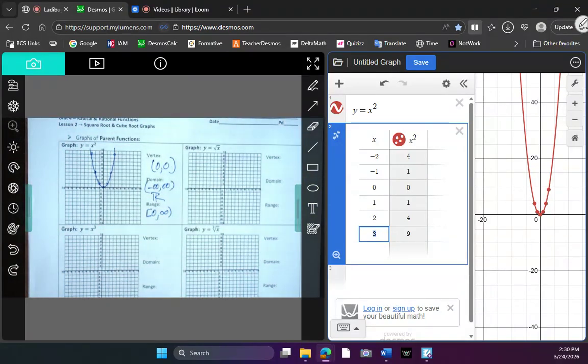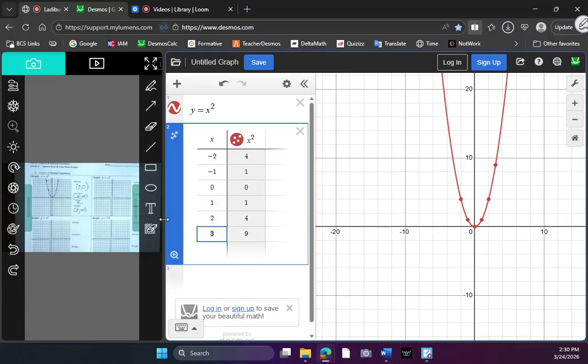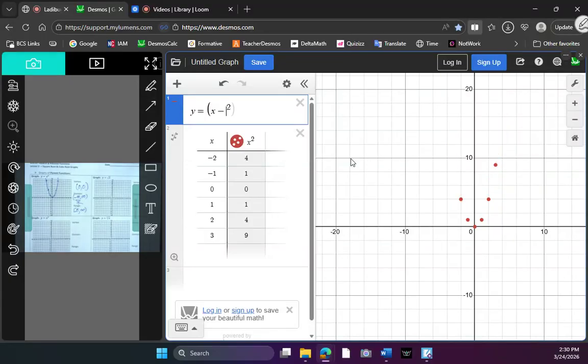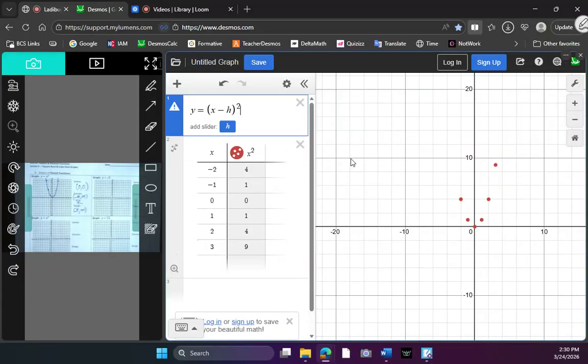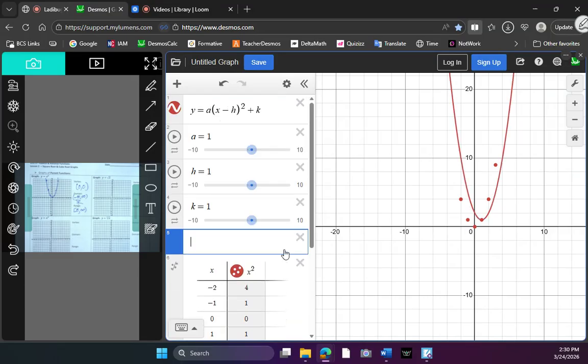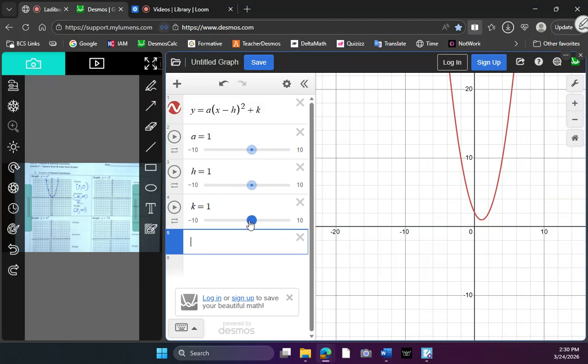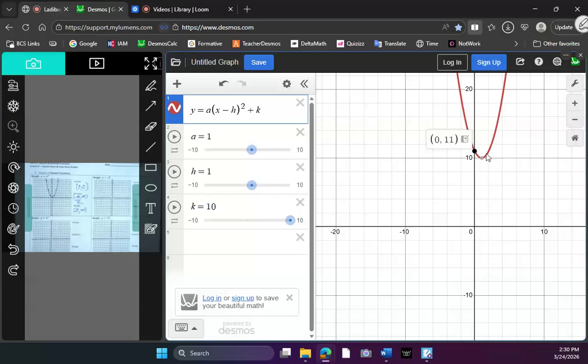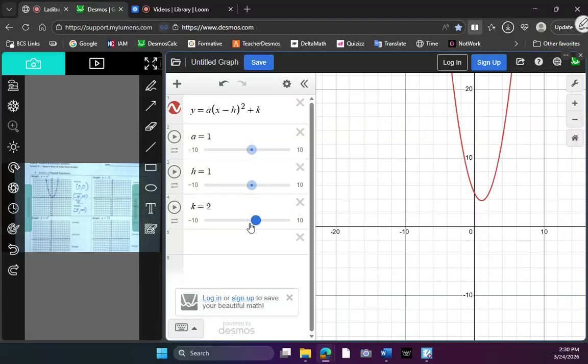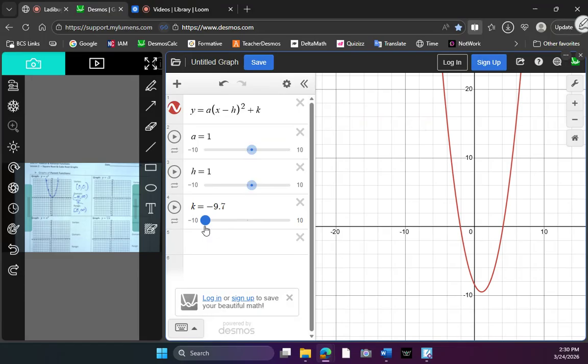So, real quick, just to verify some of these transformations, if we have x minus h, and then we got a plus k, and then in front we have an a, and tell it to make these sliders, we can see that as k gets higher, the y coordinate or the y-intercept is moving up. All the y coordinates are moving up. If we bring it down, the parabola moves down.